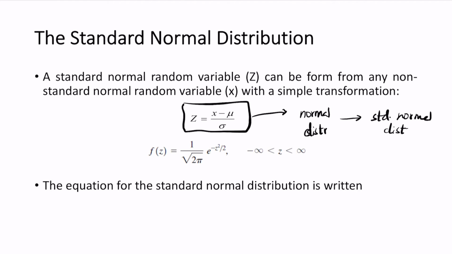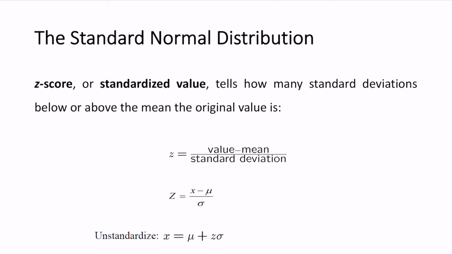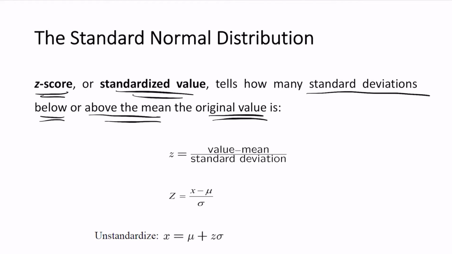Why do we need to convert it into a standard one? So that we don't need to use this formula to calculate every single time. The z-score, or the standardized value, tells you how many standard deviations below or above the mean the original value is. So it basically says whether the value is 1 standard deviation away or 2 standard deviations away.